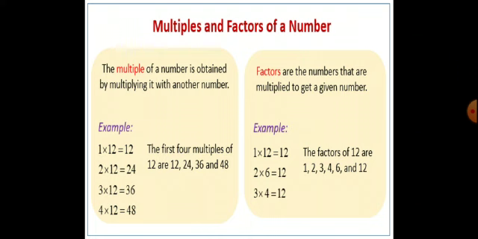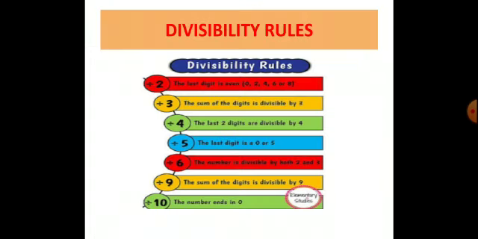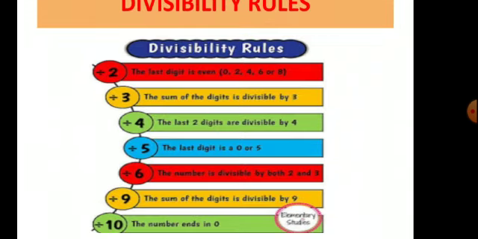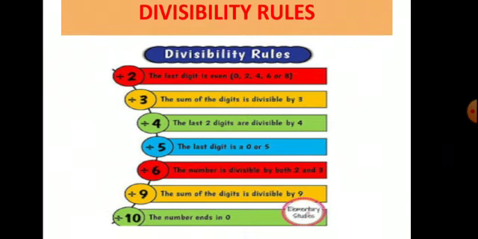So these are about factors and multiples, and we have discussed the properties of factors and multiples. Now let's discuss various divisibility rules. Let's start with the divisibility rule of 2. The number is divisible by 2 if the last digit is even. Last digit is even means if there is an even number like 0, 2, 4, 6 or 8 in one's place, then the number will be divisible by 2.